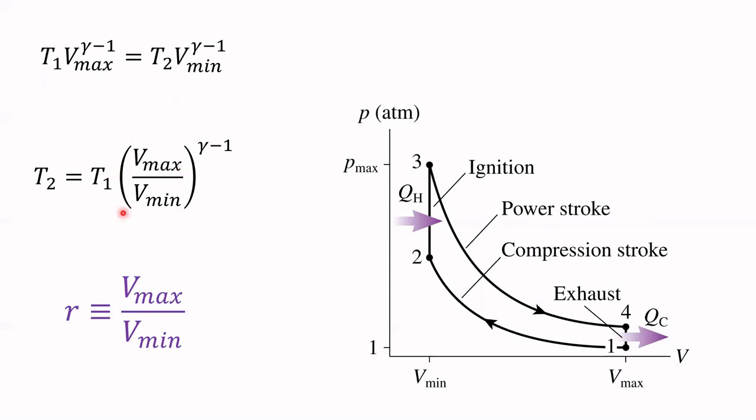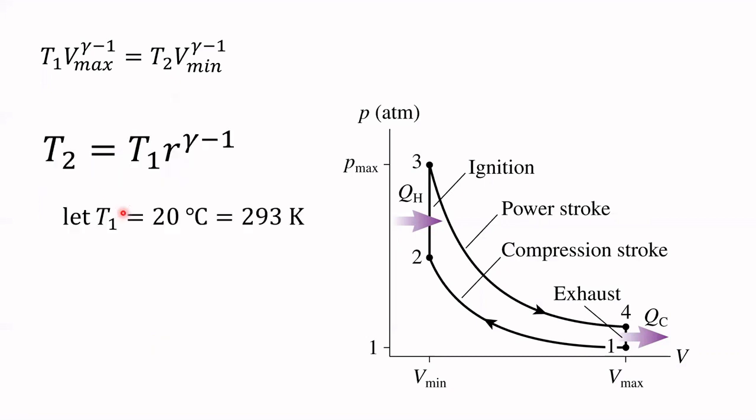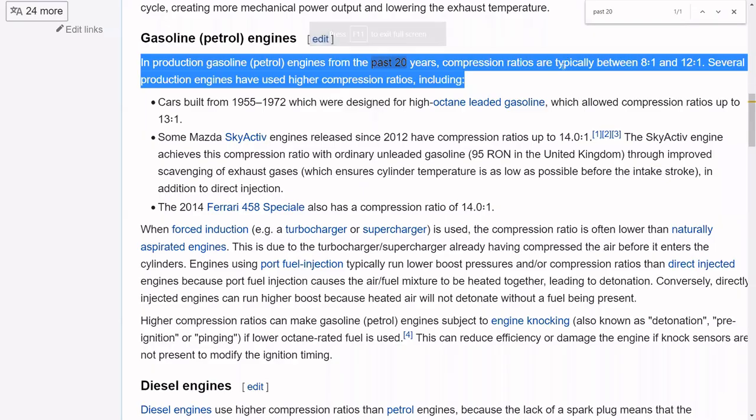And now we can just abbreviate this as r to the gamma minus 1. Pretty simple equation. Here's where I plug in 293 for T1. And okay, I'm going to switch over to a web browser and show you what I found from a Google search about compression ratios.